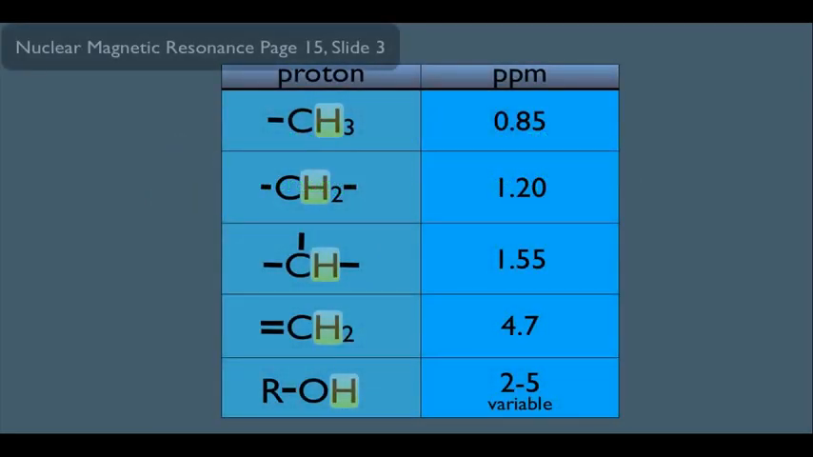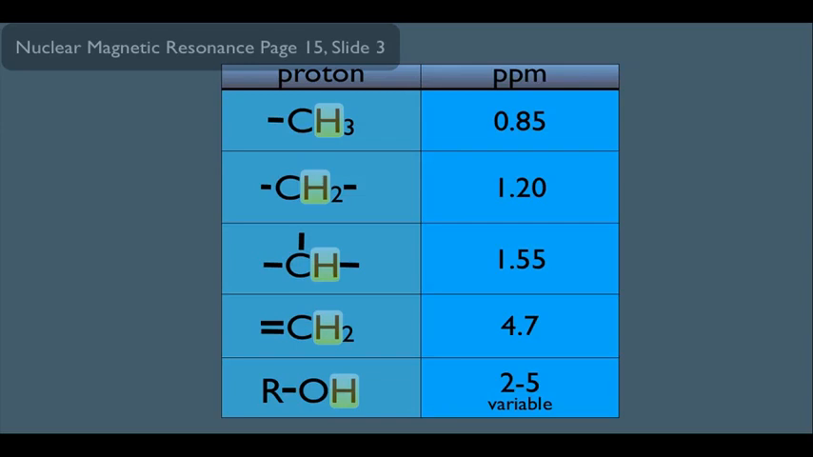You'll find something like this in your Orgo textbook. Notice on the first line here it's saying that methyl protons peak at around 0.85 ppm. And all the way down on the chart, protons of an alcohol would peak at around 2 to 5 ppm, and it's variable. Some professors give you charts like this on your exam and some don't.